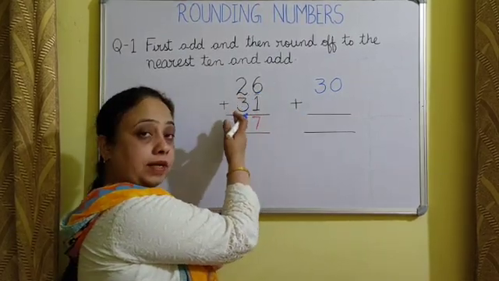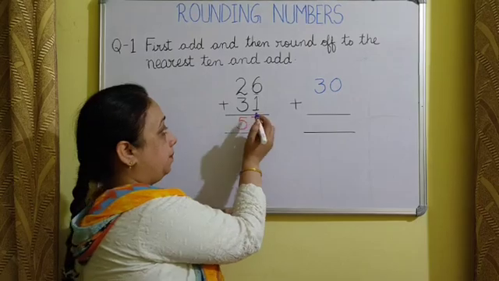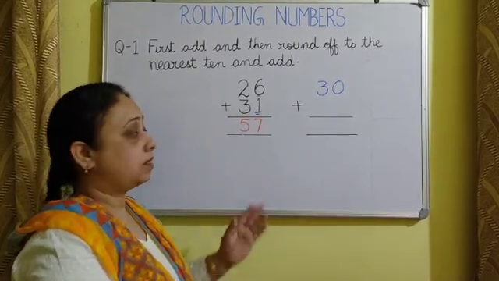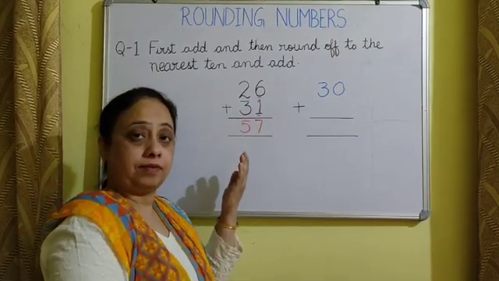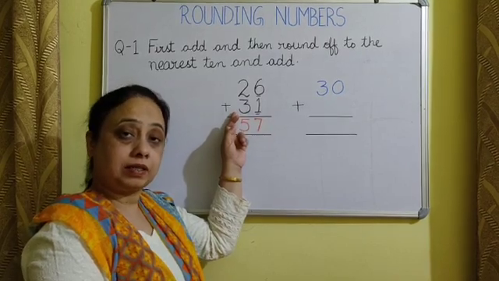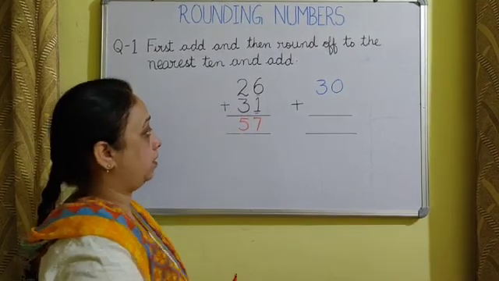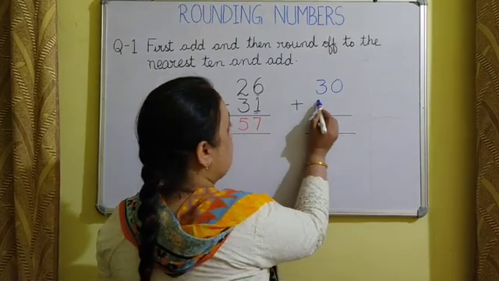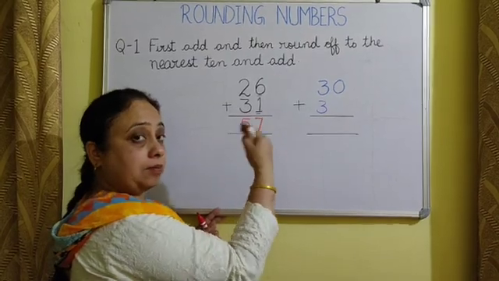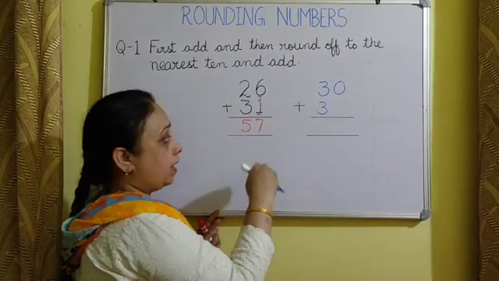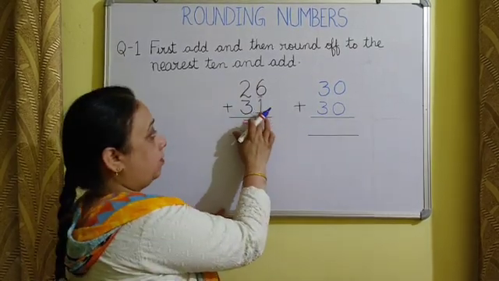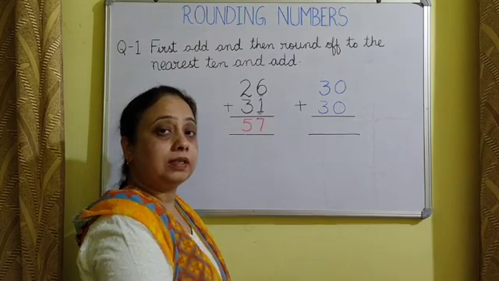Then we will round off the next number, that is 31. Again, we have to look at the ones place here. That is 1, which is less than 5. So the number in the tens place will remain unchanged. We will not change the number here. We will write this as it is, that is 3. But in place of 1, the number to the right will be replaced by 0. So 31 is also rounded off to 30.